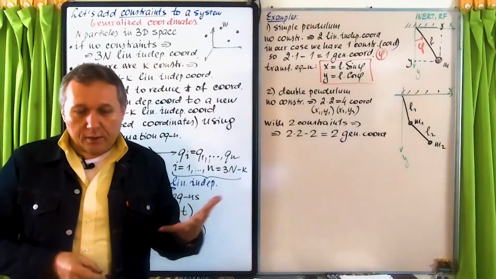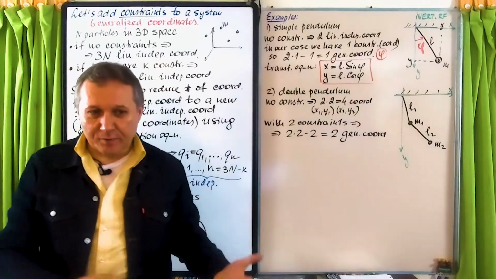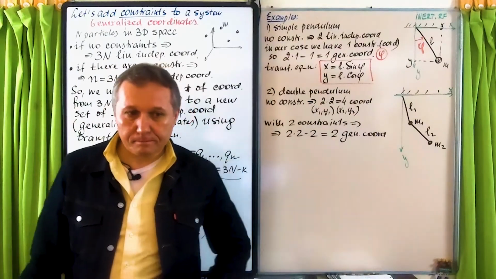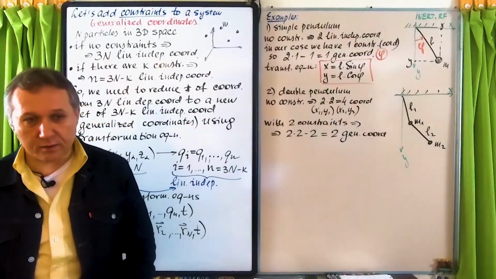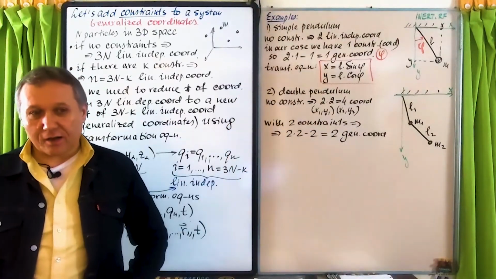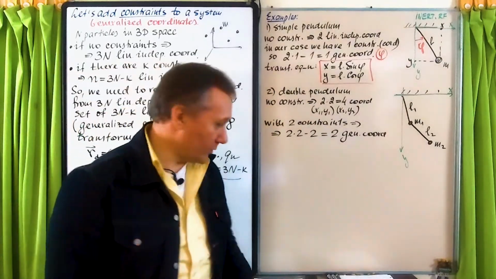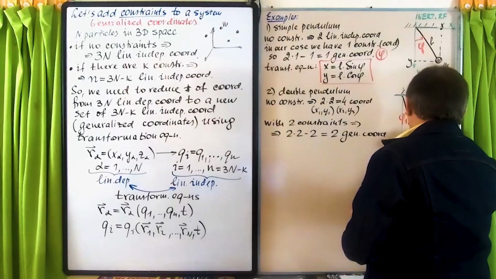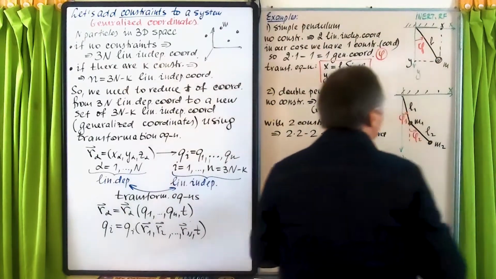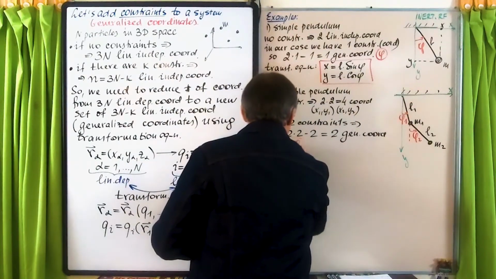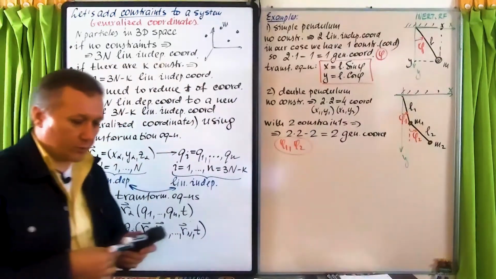But of course, as I said, it's a mixture of art and experience, right? You should pick the best coordinates to simplify the solution. And in this case, the choice is obvious. It's phi 1 and phi 2, which measure the angle from the vertical direction. So this will be phi 1, and this will be phi 2. So these are our generalized coordinates.